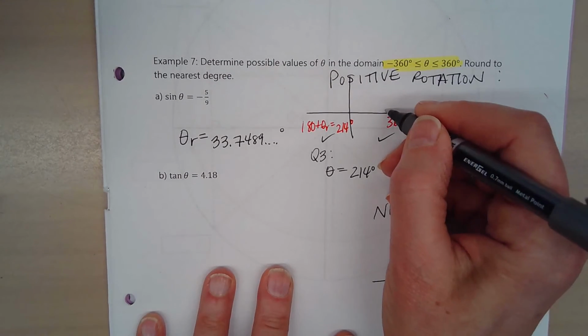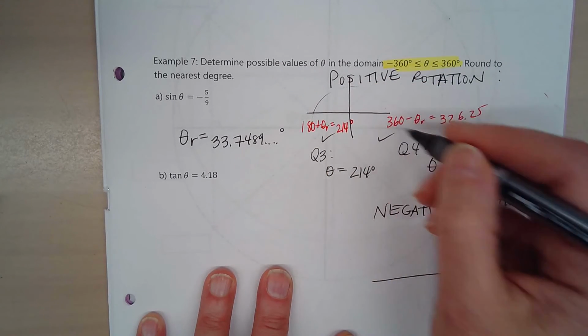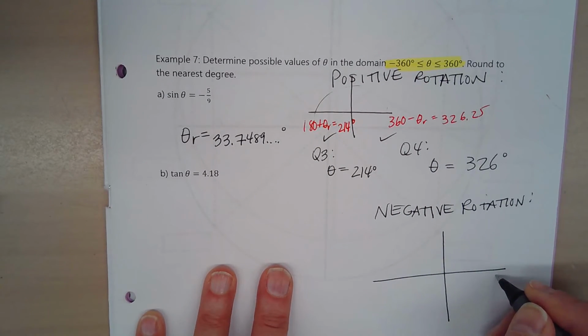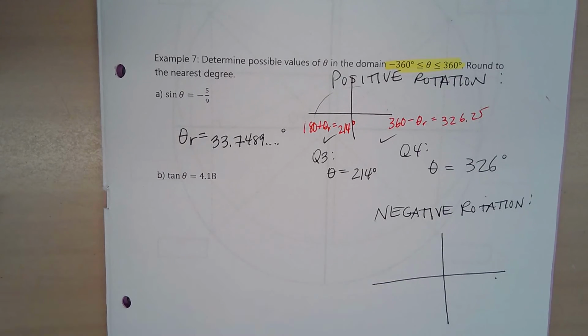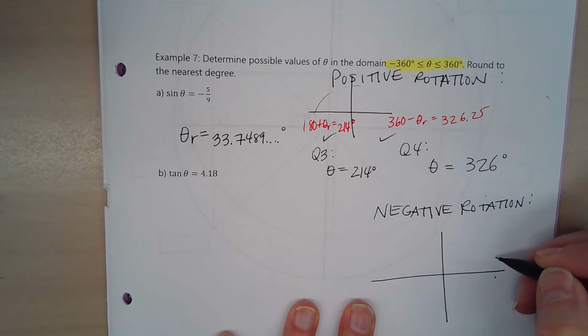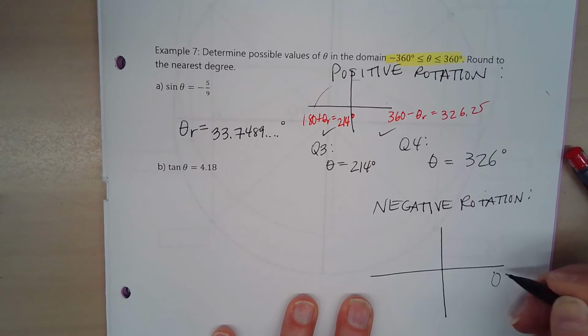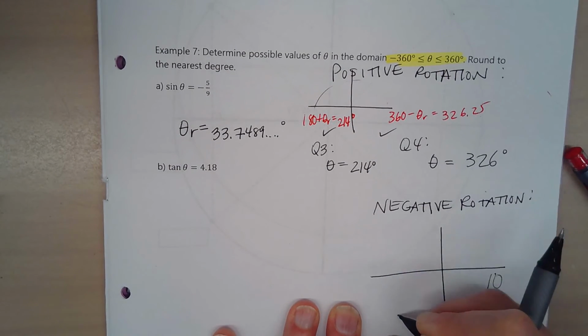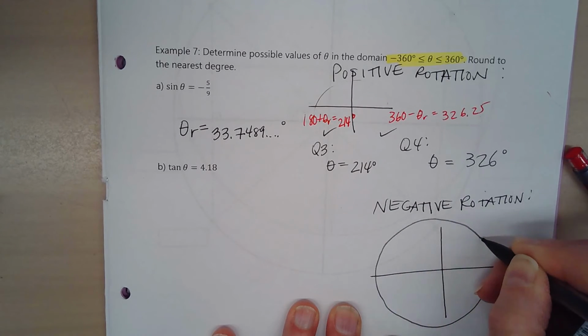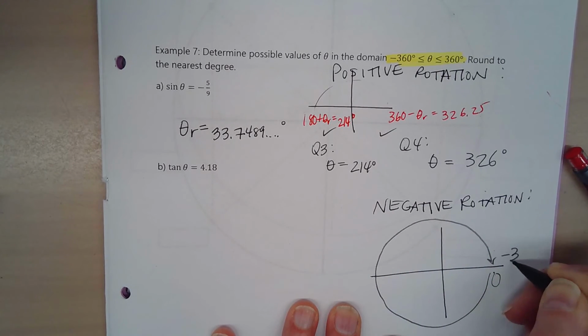So here was positive, right? 0 to 360. Here we're going negative, right? So everything's negative angle measures. We still start at 0, but instead of 0 being on the top, 0 is on the bottom, right? So we go all the way around. And we have negative 360.